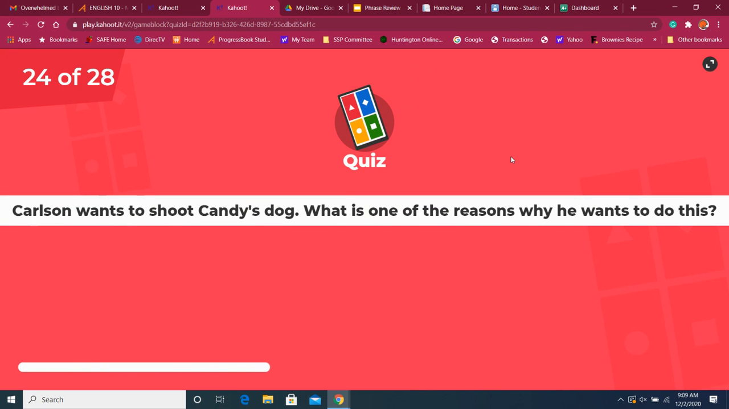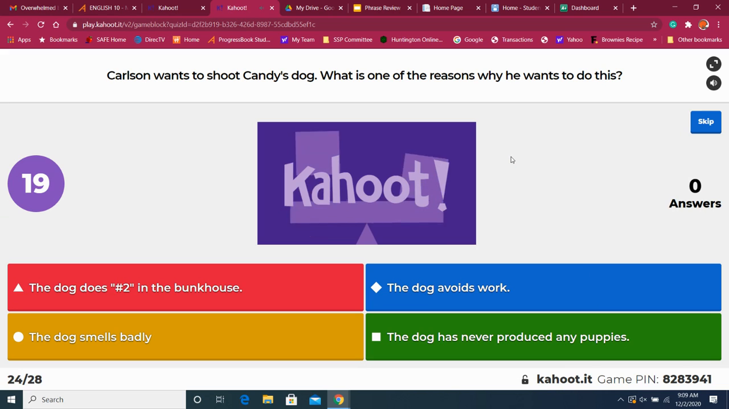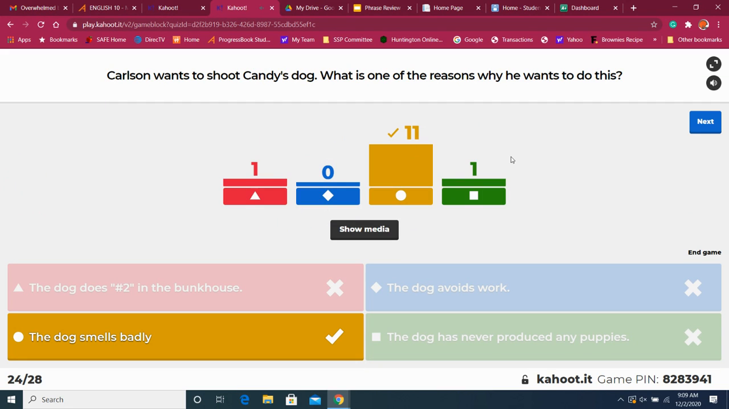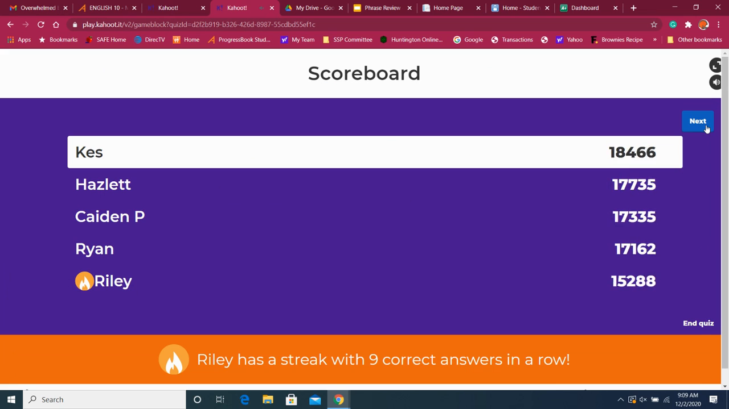Okay, Carlson wants to shoot Candy's dog. What is one of the reasons why he wants to do this? The dog does number 2 in the bunkhouse. The dog avoids work. The dog smells badly. The dog has never produced any puppies. Excellent. The dog smells badly is his main reason. He can't seem to get over that.